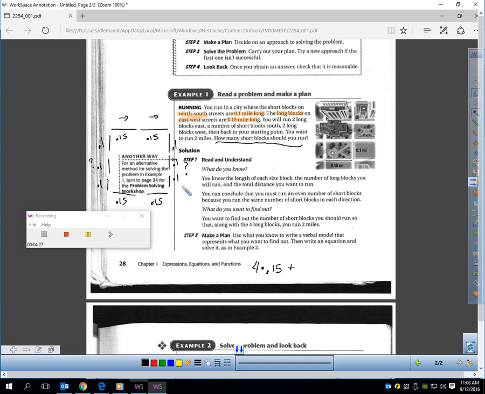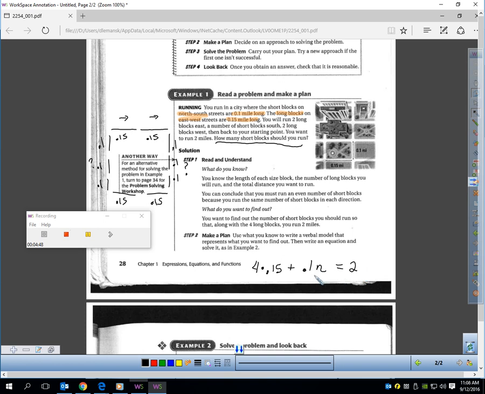I don't know how many short blocks I did here or here. I have an unknown number of them I'm going to run. So let's say each short block is 1/10 of a mile, and I'll put N for I don't know how many short blocks I'm going to run. And I want this to equal 2 miles, okay?